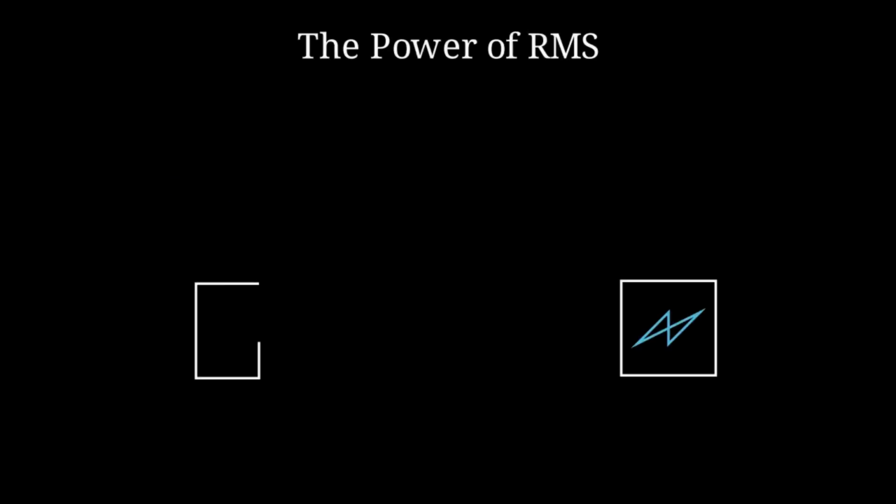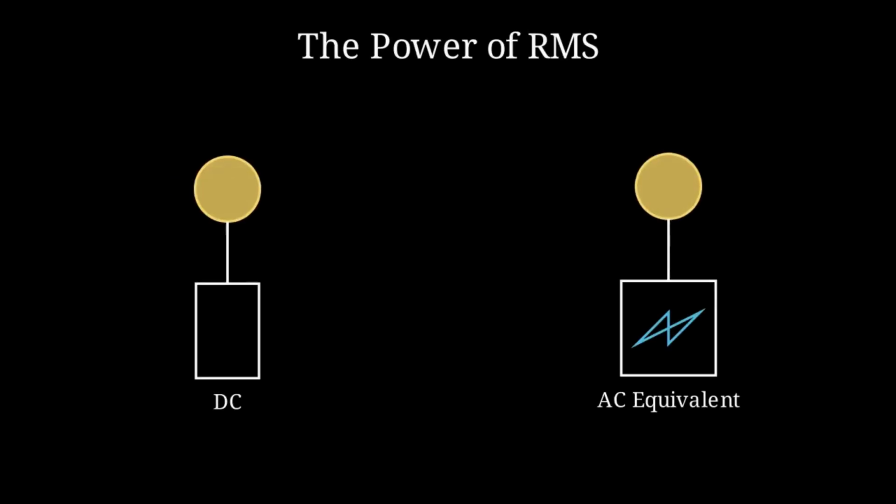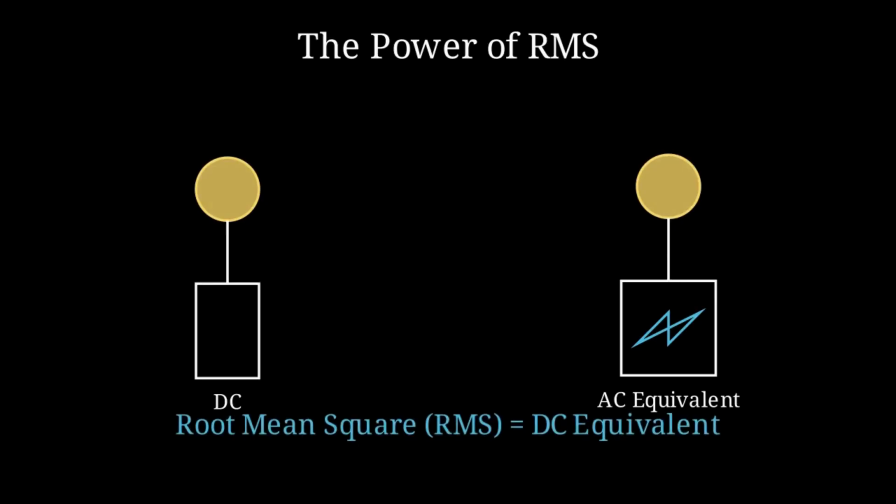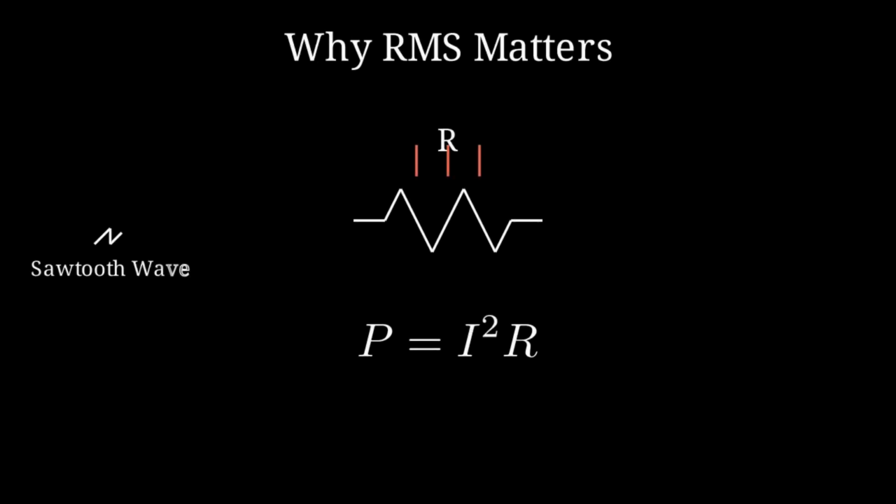Have you ever wondered how to compare a jagged sawtooth wave to a steady DC current? The root mean square, or RMS, allows us to determine the equivalent DC value that would deliver the same average power to a load. In electrical engineering, power is proportional to the square of the current. Because alternating currents vary over time, we need a mathematical method to find a single effective value that represents the heating effect of the entire waveform.